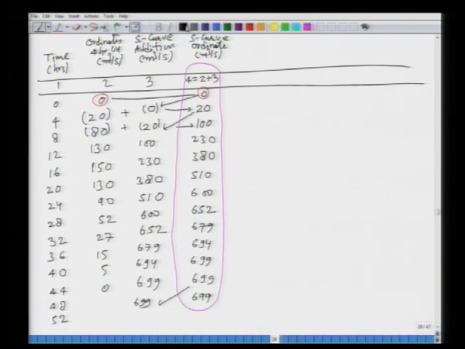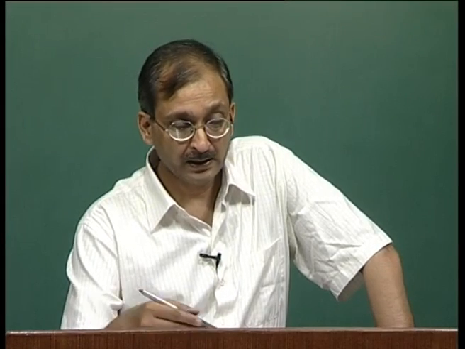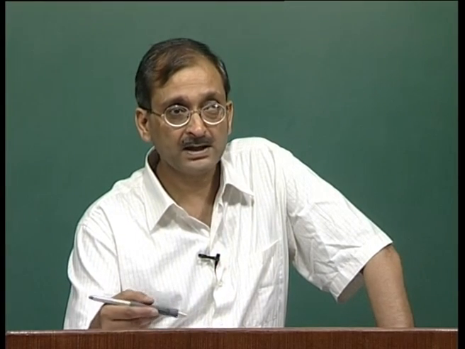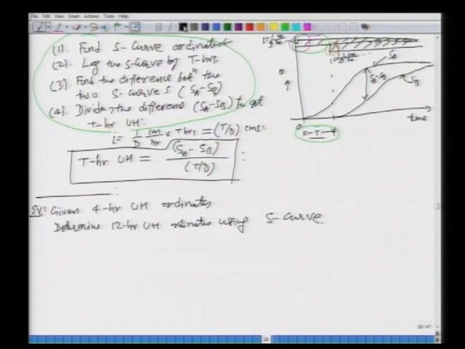Now we are going to apply these steps to calculate a T hour unit hydrograph, and T is 12 hour in this particular case. So, what are these steps? Find the S curve ordinates, which we have done. Lag this S curve by capital T hours, and T is equal to 12. So, we will lag it by 12 hours, then we will find the difference S A minus S B, and we will divide that by T by D. That is as simple as that.